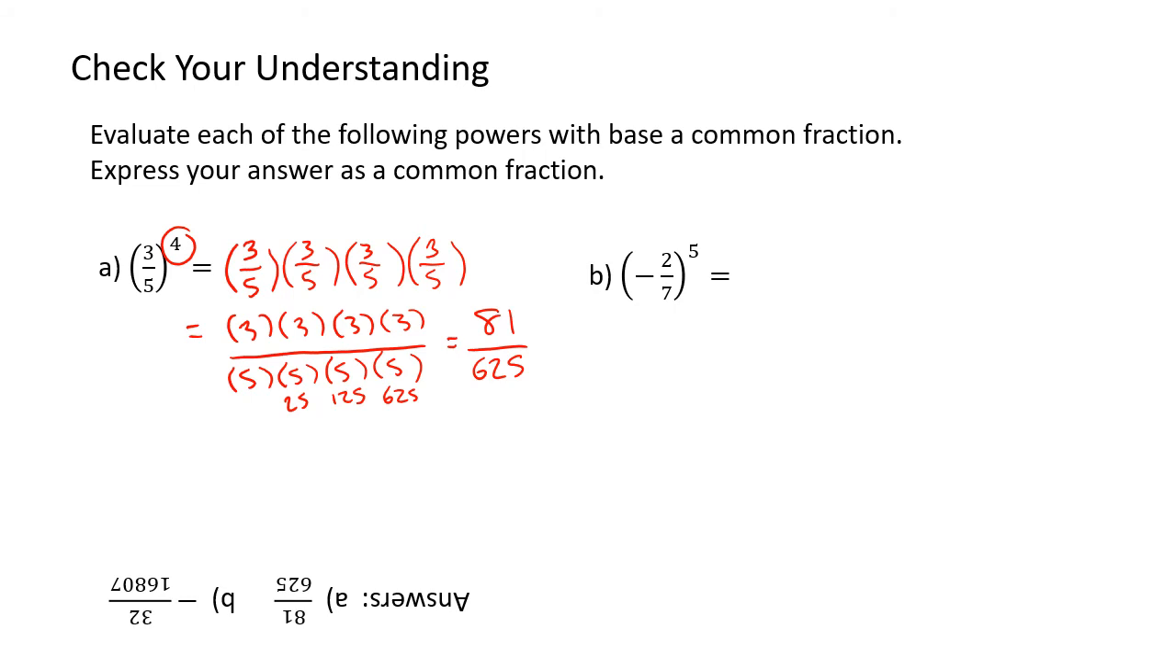For B, you have negative 2 over 7 to the exponent 5. Okay, so negative 2 over 7 is all in brackets here. Put that there by accident. So if you write that out, you get negative 2 over 7 multiplied 5 times.